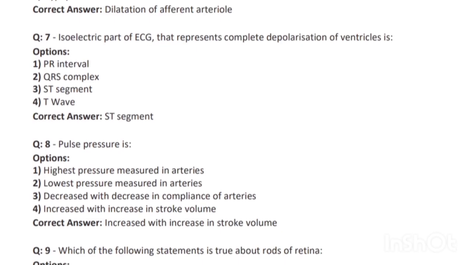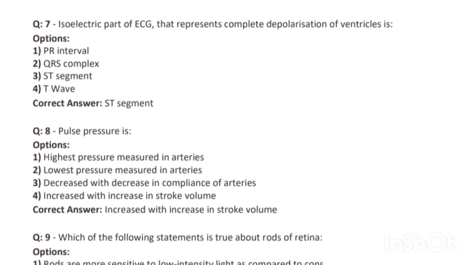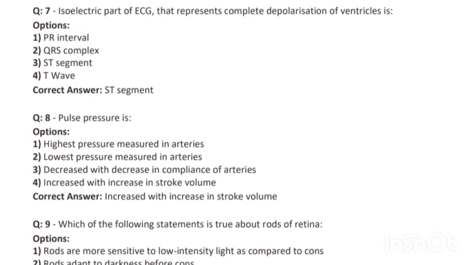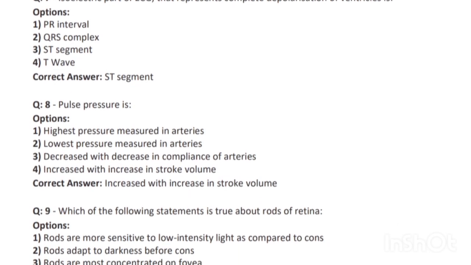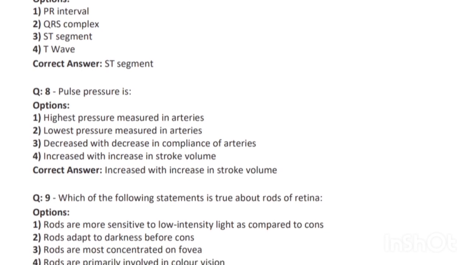Question number 7. Isoelectric part of ECG that represents complete depolarization of ventricles is: PR interval, QRS complex, ST segment, T wave. So the correct answer is ST segment.